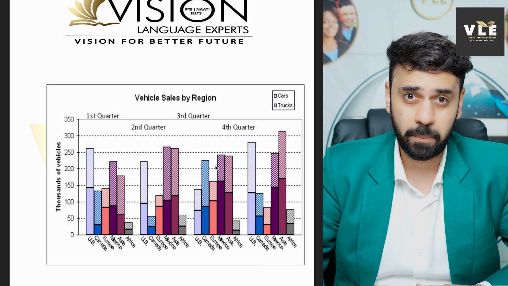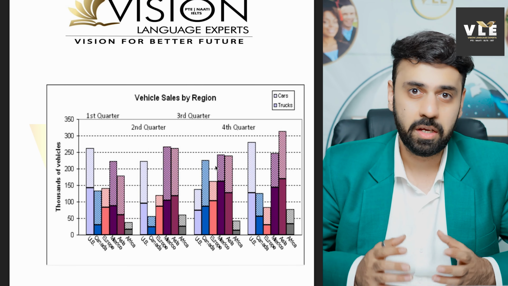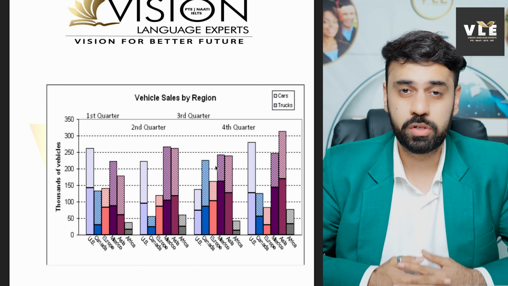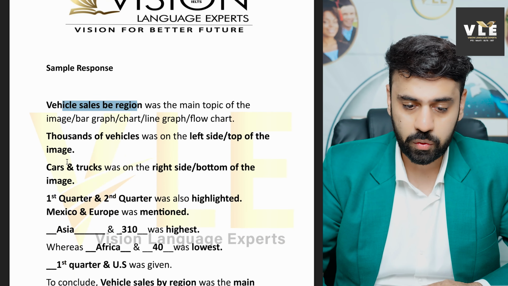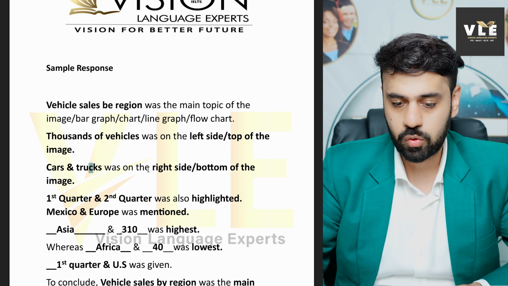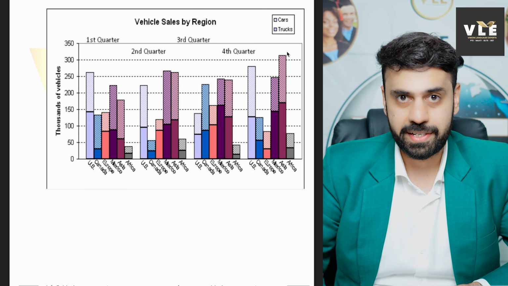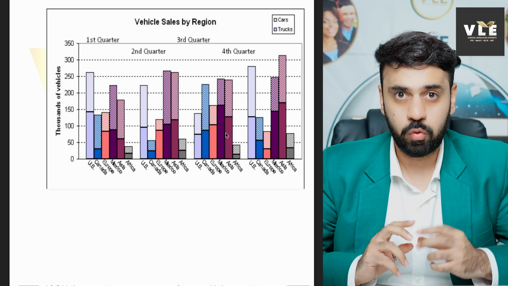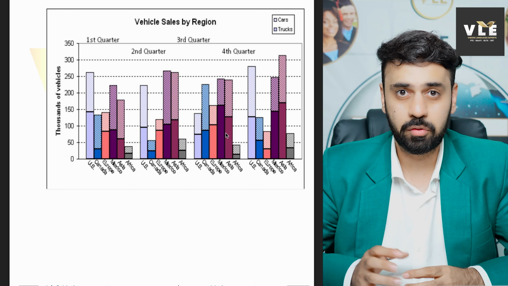If something is on the bottom, you will say it's on the bottom. Similarly, if something is on the right side, you will say it's on the right side. That's what we will say in the second sentence. Cars and trucks was on the right side. So you will say two sentences: one for right or left, another for top and bottom.